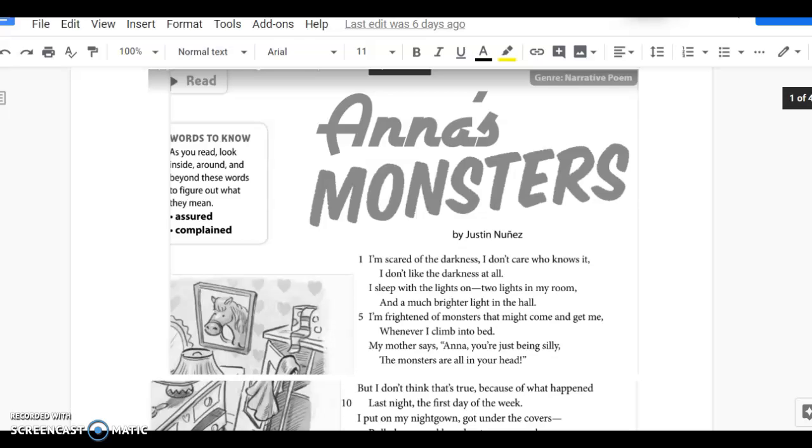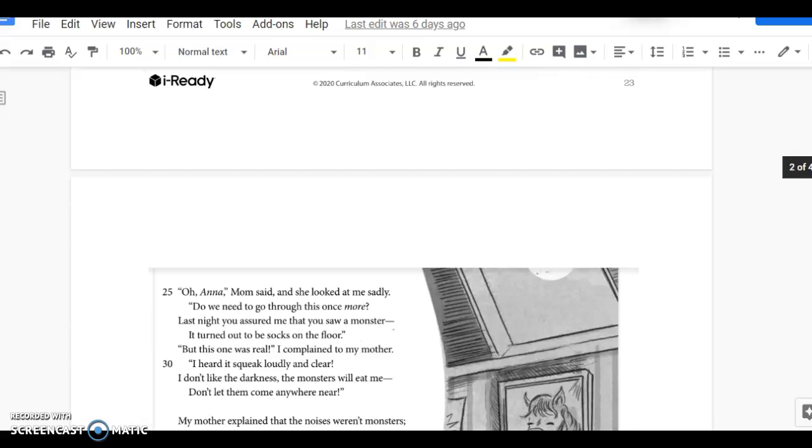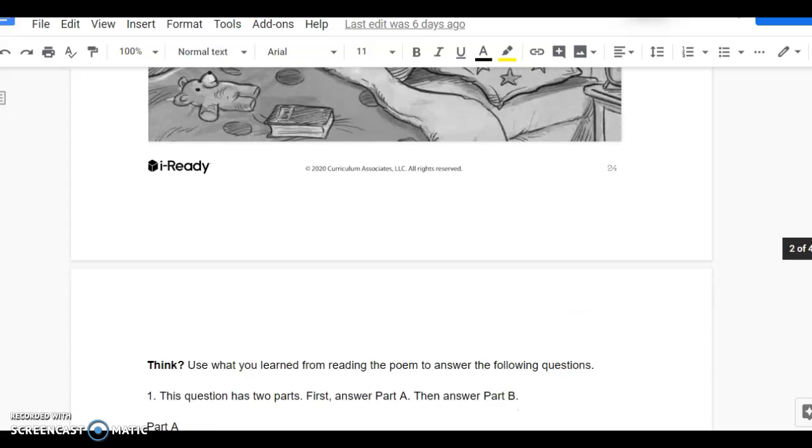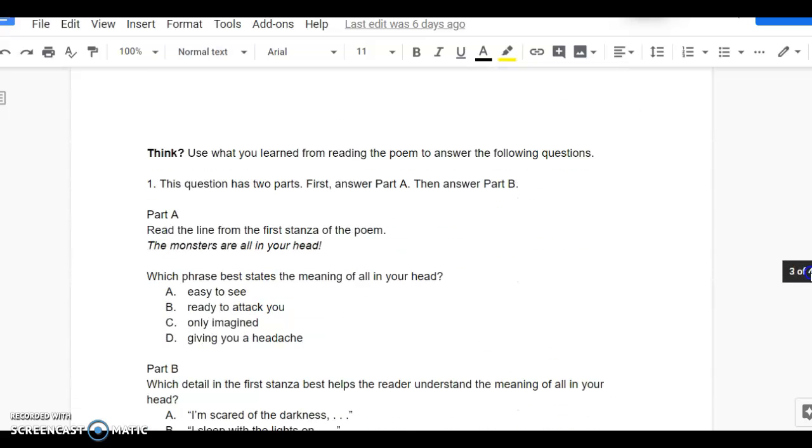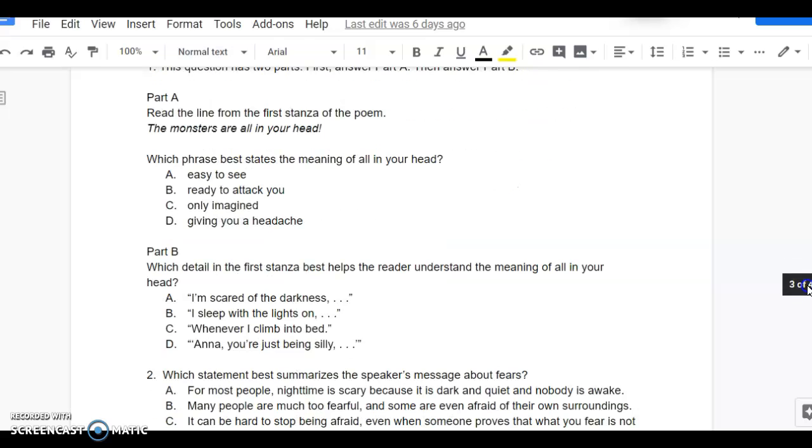So you know, when we do multiple choice problems, the first thing we do is read the problem to see what we're going to be looking for. So let's go down and do that together. I'm not going to read the choices, I'm just going to read what the problem is. Okay, so question 1 says, read the line from the first stanza in the poem, "The monsters are all in your head," and then it asks, which phrase best states the meaning of all in your head?